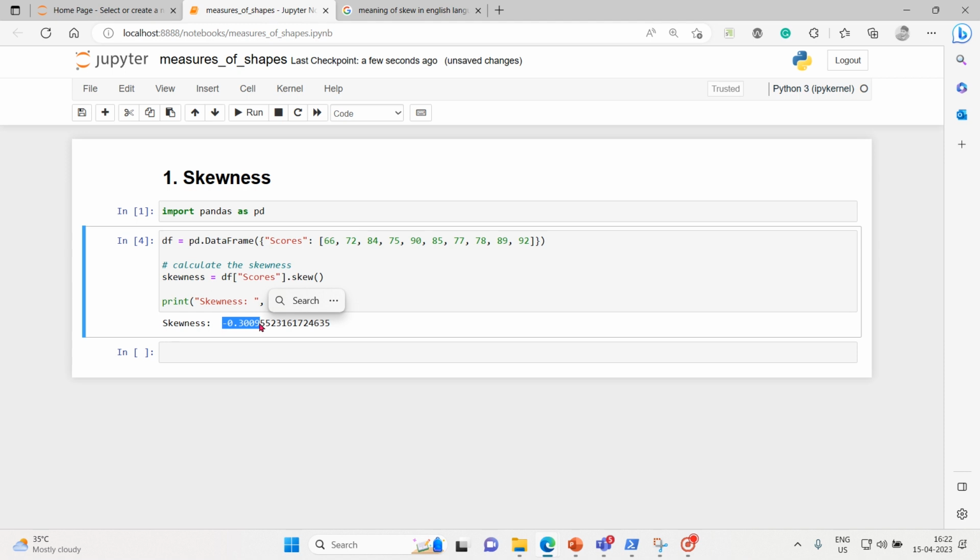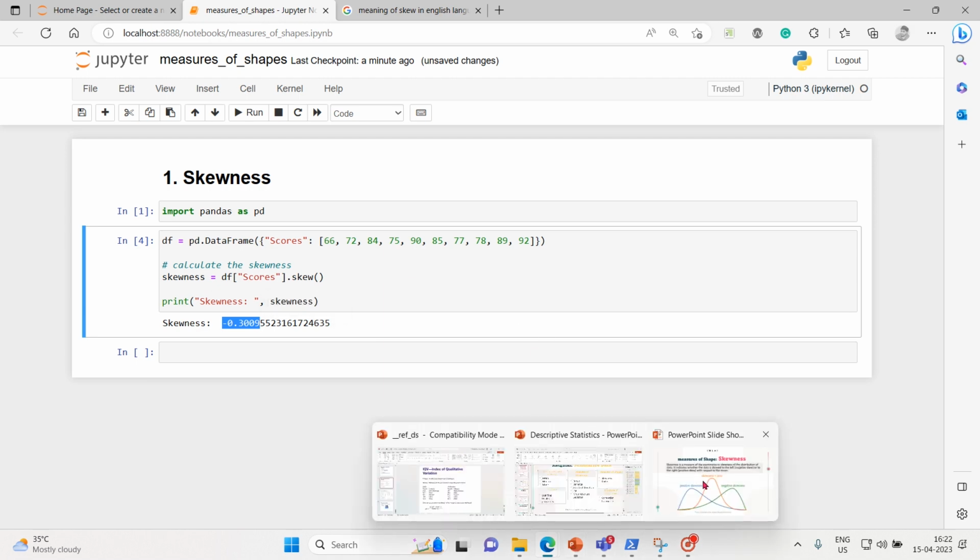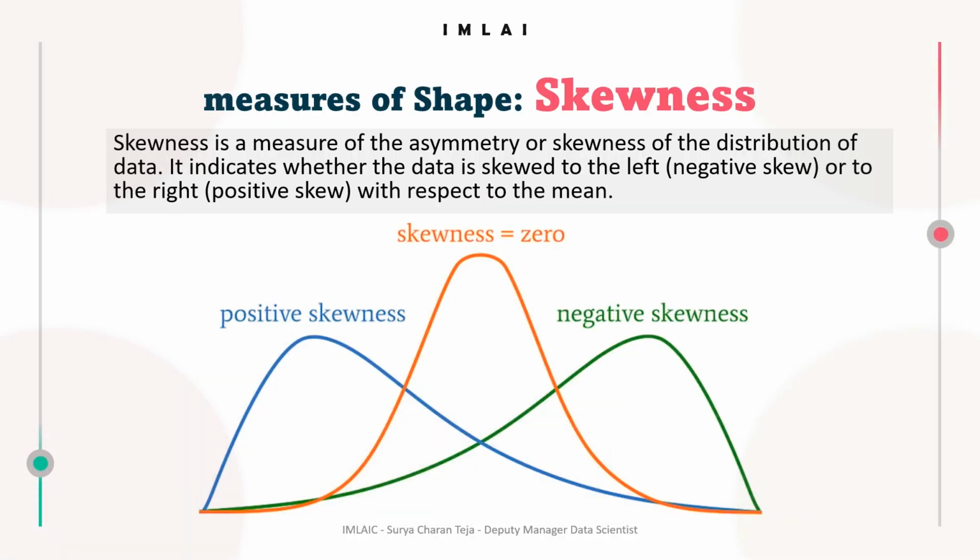Okay, so if the skewness is greater than 0, it's obviously called positively skewed. But here in our case, the skewness is less than 0. That means the distribution is negatively skewed. When I say negatively skewed, the negative side of the data has been skewed. So probably it is going to take this kind of shape.